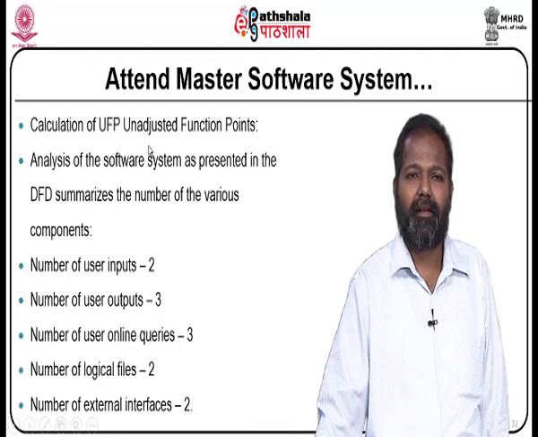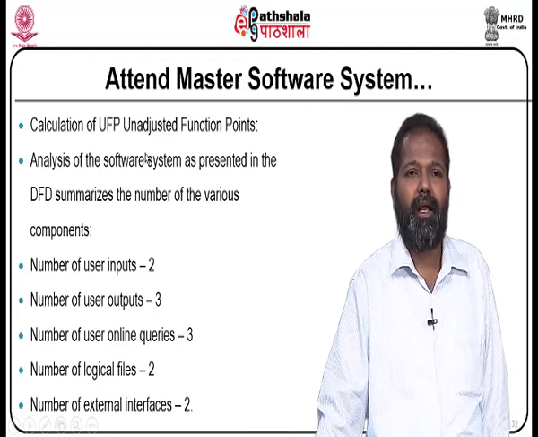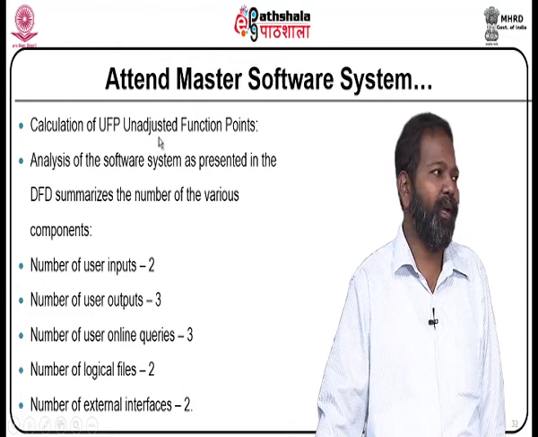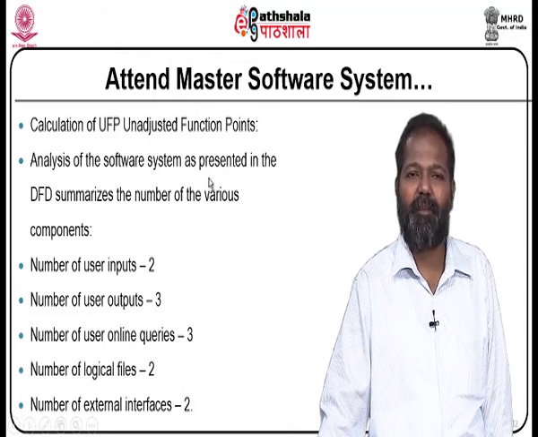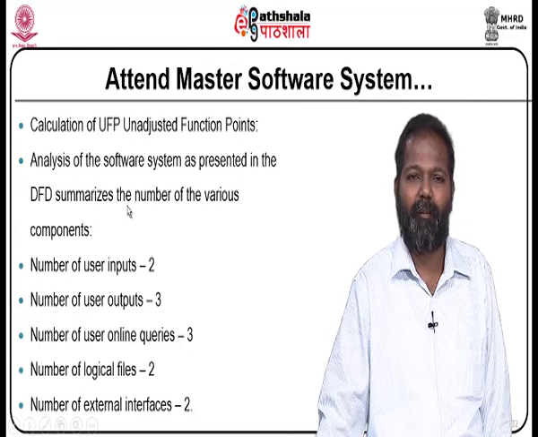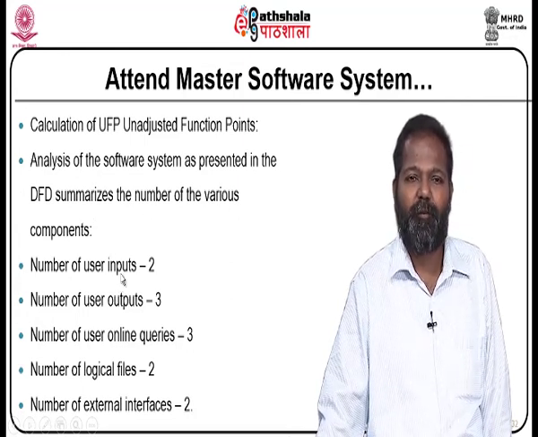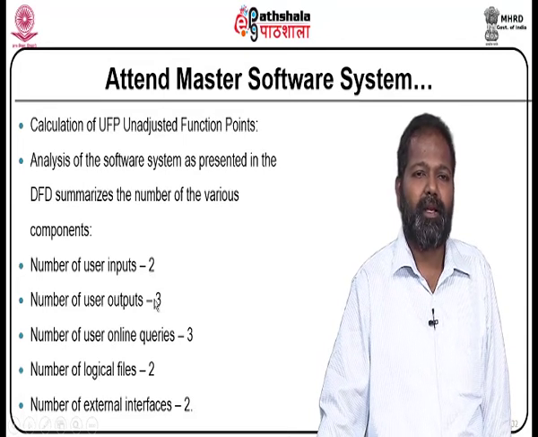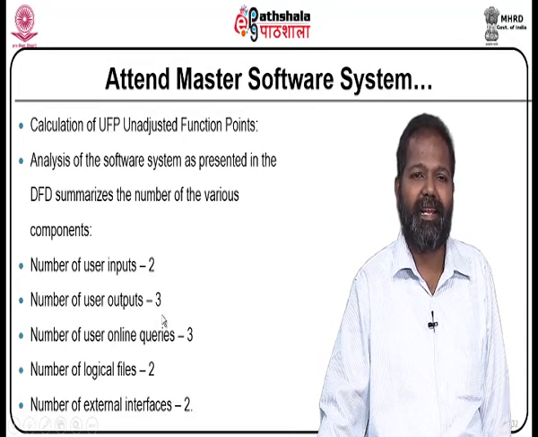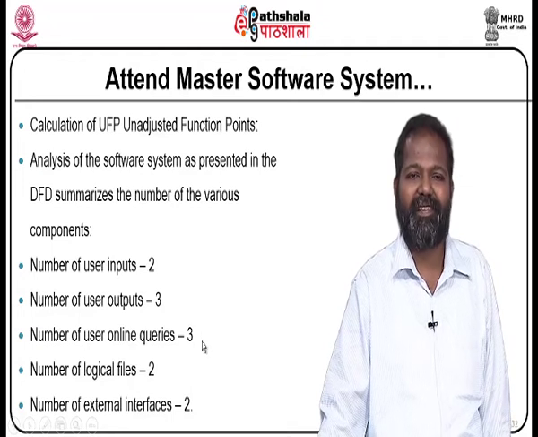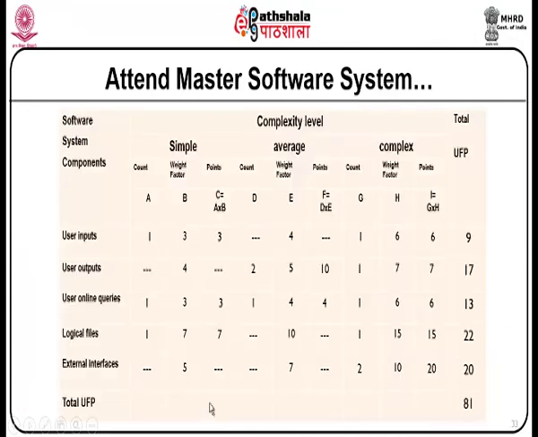Now, here is the calculation of unadjusted function points. Analysis of the software system as presented in the DFD summarizes the number of the various components: number of user inputs 2, number of user outputs 3, number of user online queries 3, number of logic files 2, number of external interfaces 2.